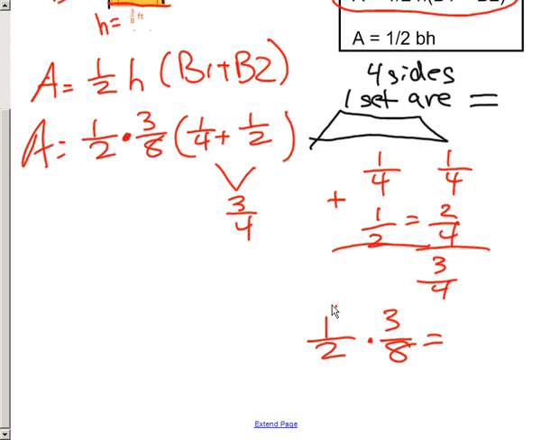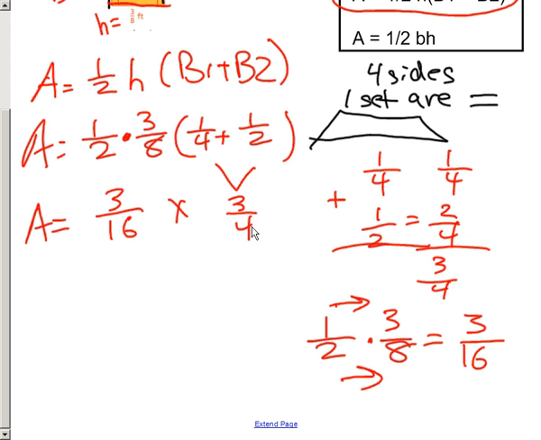And remember, we just need to multiply our numerators and multiply our denominators. So 1 times 3 is 3. 2 times 8 is 16. I cannot simplify that anymore, so let's go ahead and bring it up here and see what we're left with. So the area of our trapezoid equals 3/16. That's this multiplication problem. Times, because when a number is outside the parentheses, we need to multiply, times our 3/4.